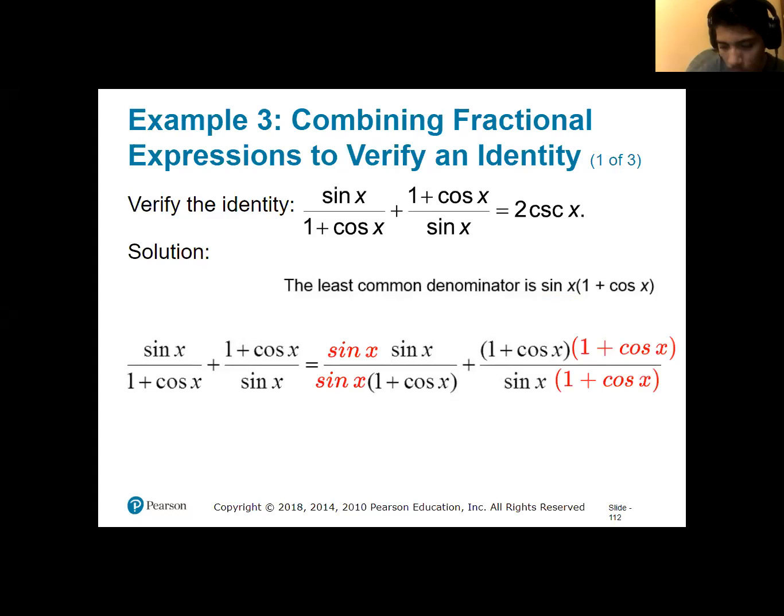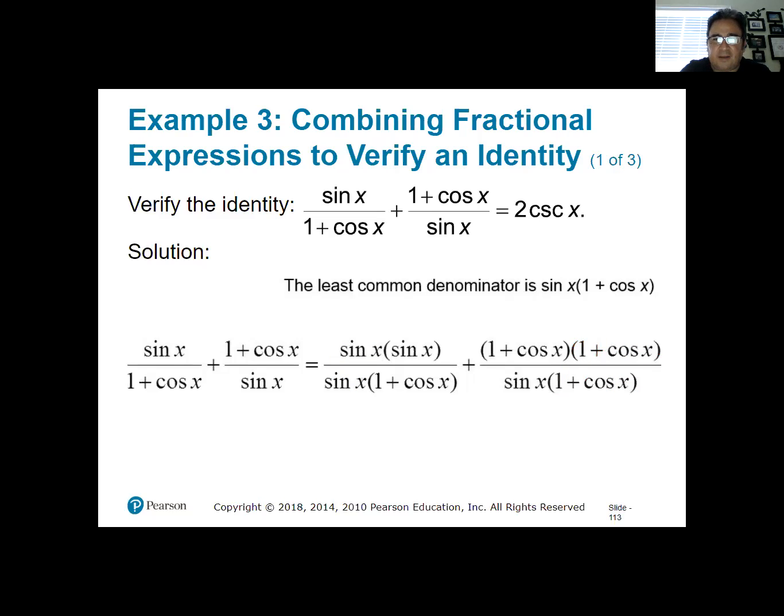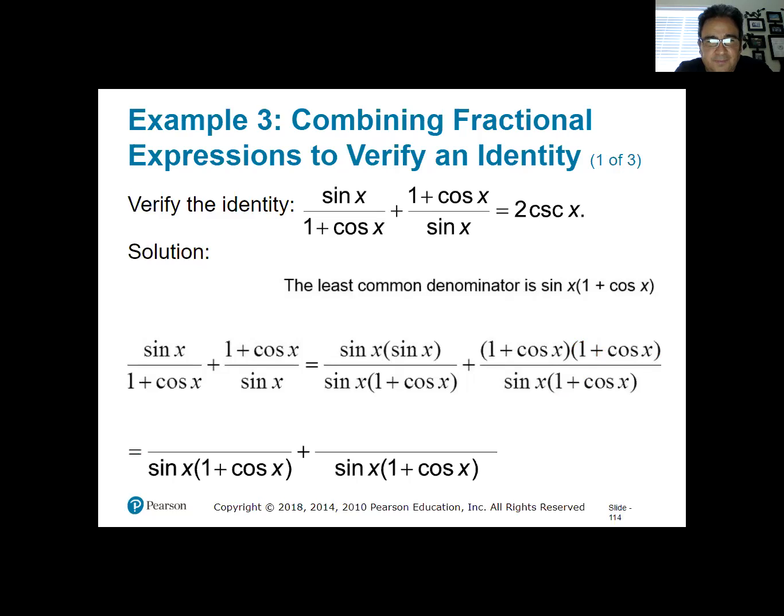So now all I need to do is multiply these together. So I've got my common denominator, which is sine of x times 1 plus cosine of x. And now I need to multiply the numerators together. So sine of x times sine of x is going to give me what? Sine squared of x. Good. And on the other side, 1 plus cosine of x squared is going to give me 1 plus 2 cosine of x plus cosine squared of x. There you go. Notice the other side, you have a binomial squared, right?